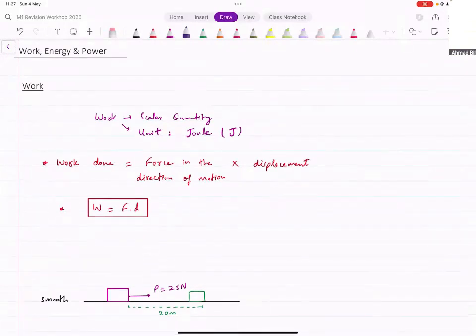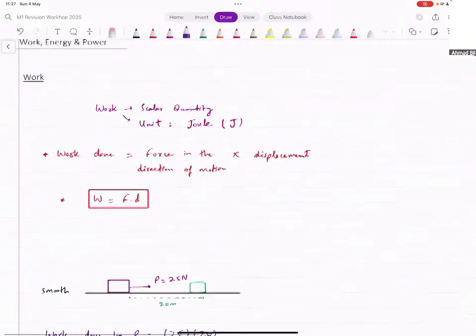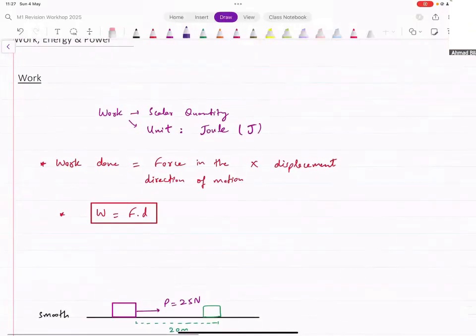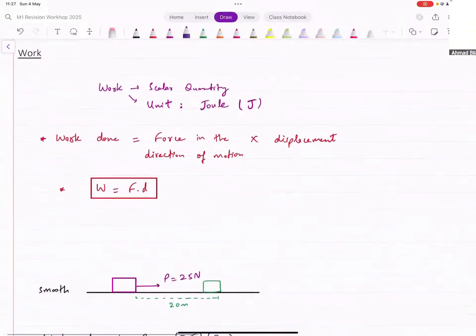Work, energy, power. This is the next topic that we're doing now. In the previous topics, forces, kinematics, Newton's second law of motion, most of the quantities that we talked about were vector quantities. Now in this topic, work, energy, and power, all of these three quantities are scalar quantities. That means their directions do not matter, only their magnitudes matter.